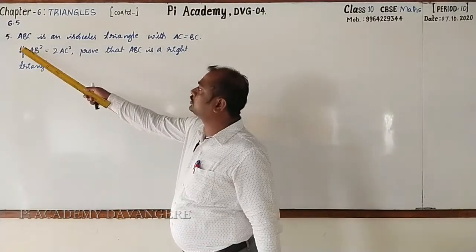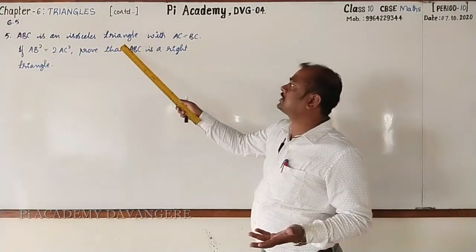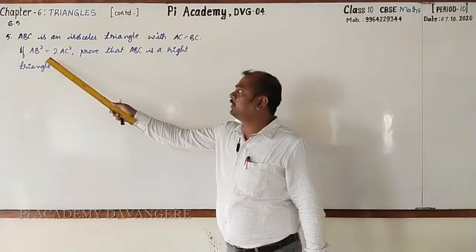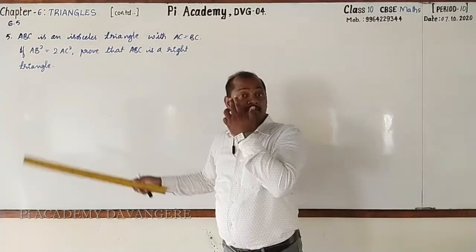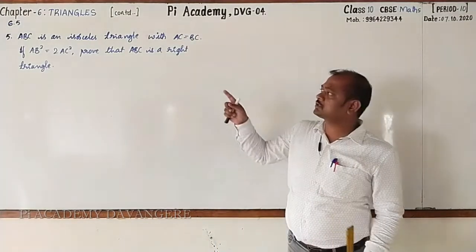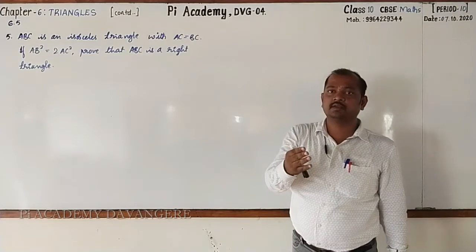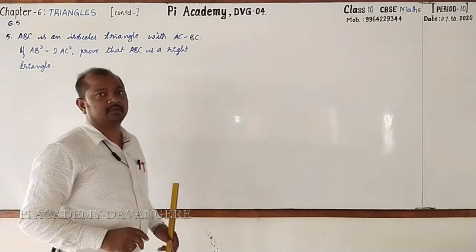Dear students, go through this fifth one. Simple statement. ABC is an isosceles triangle with AC equal to BC. If AB square equal to 2AC square, then prove that ABC is a right triangle. Then you just compare this with the previous problem, previous statement. What do you say? Very good. It is the converse of the fourth statement.